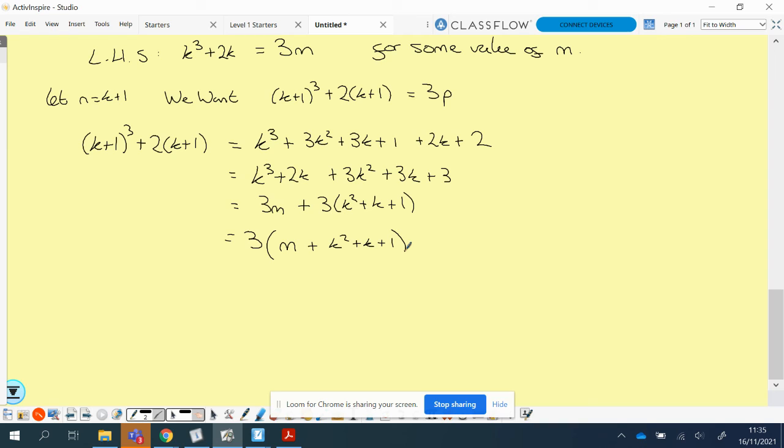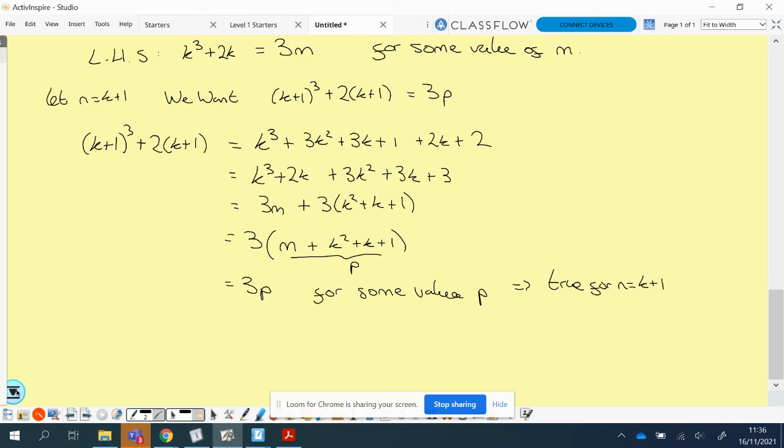But the main thing is I've actually proven what I need to prove now, because what I've proved is that this thing here, no matter what the value of m and k is, is divisible by 3. There's a common factor of 3 at the front. Therefore, I can just relabel all that as, say, a p value, which is what I wanted to prove. It was 3 times something, 3 times p, for some value p. Therefore, true for n equals k plus 1.